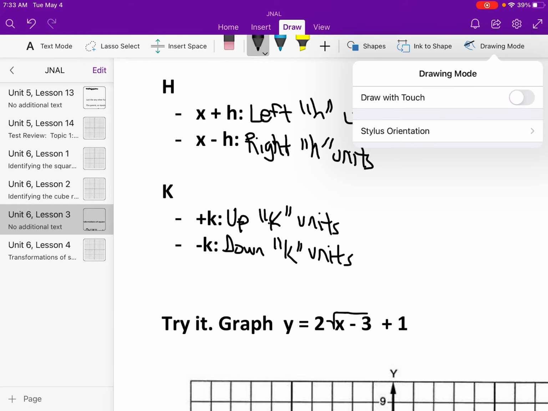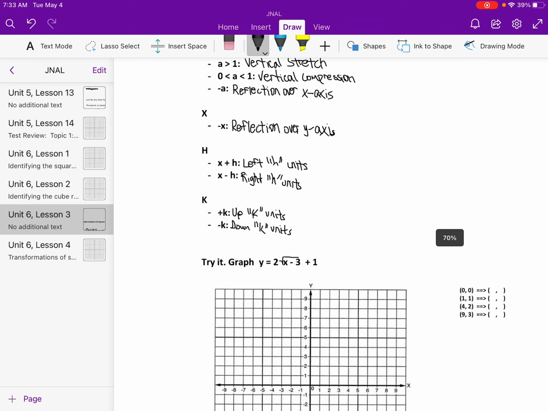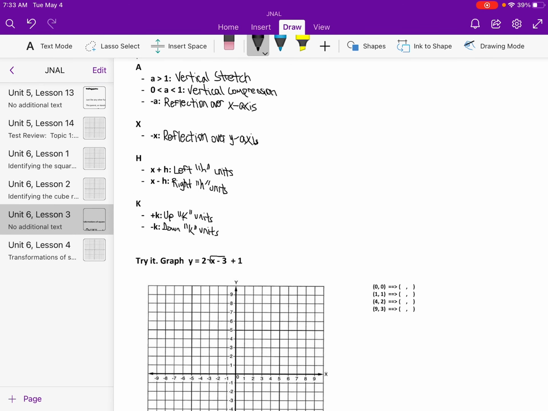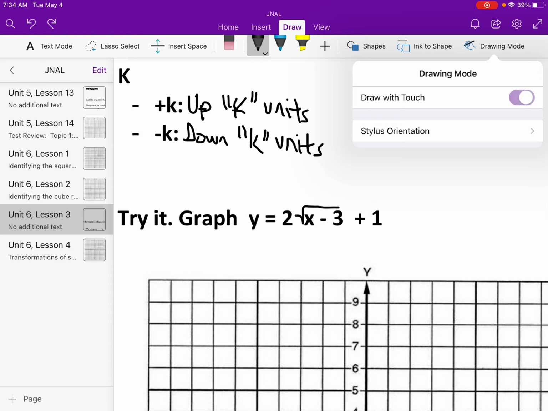So that's what transformations we can have. It's pretty simple. You just have to look at this list and know what things are going to happen. So let's graph this equation right here that I have, and we can see what transformations we have. Okay, so we'll just write down the transformations that will happen. So let's label the things A, K, and H.